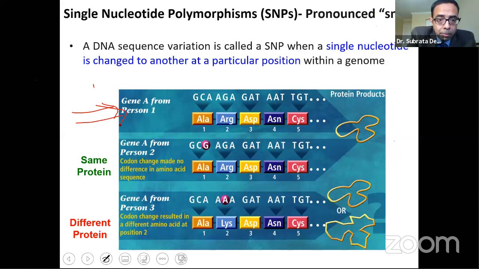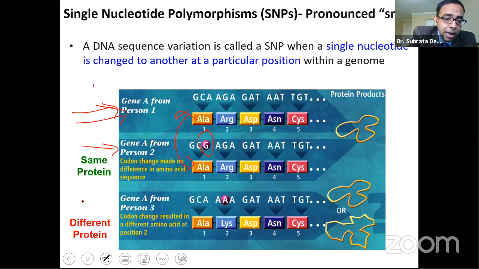Then if you look at person 2 in the second structure, there is one nucleotide change from alanine to guanine. But the amino acids didn't change, because in our body there is redundancy, meaning the same protein can come from 2 different amino acid sequences.